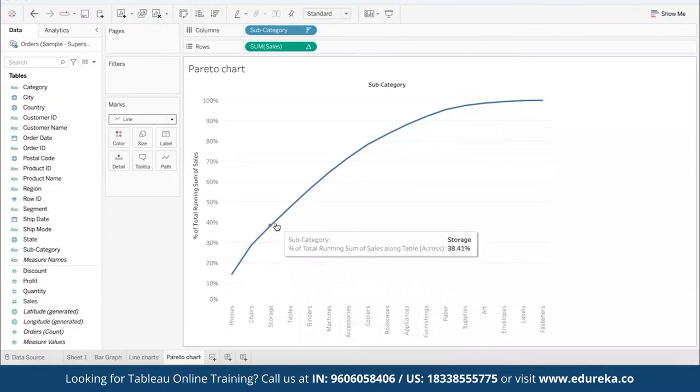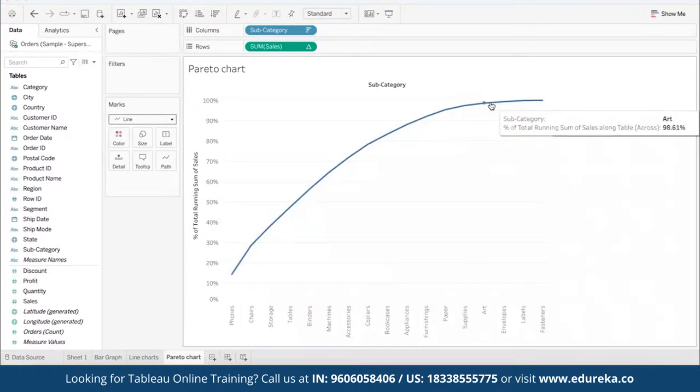Phones, chairs and storage, just three members. Only three out of overall 17. Just three members are contributing almost 40% of Superstore's entire sales. So someday if we stop selling phones, chairs and storage, 40% of the sales will go away. We will lose 40% of our market share. These are the significant few members whose impact will be the most.